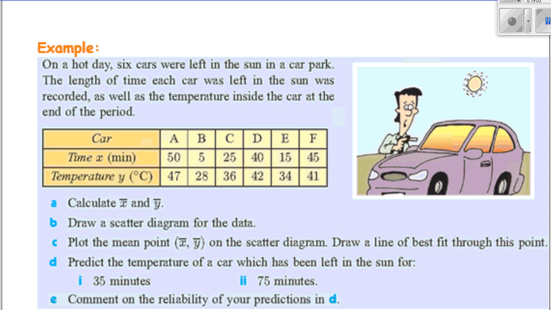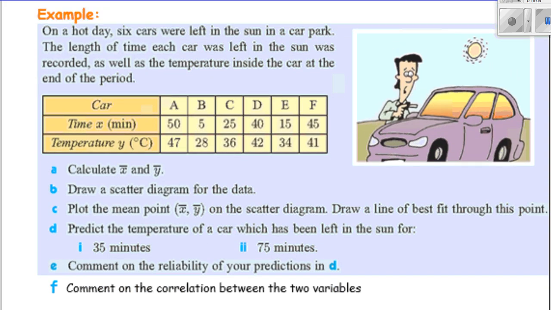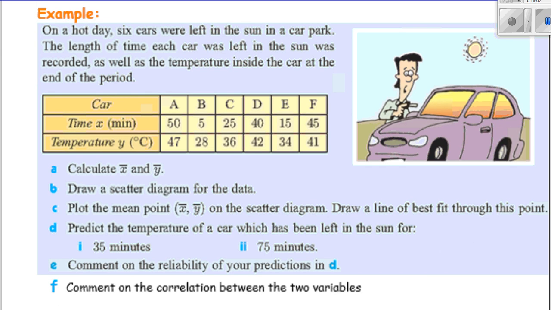Here's an example. We're going to have to do some graphing. On a hot day, 6 cars were left in the sun in a car park.